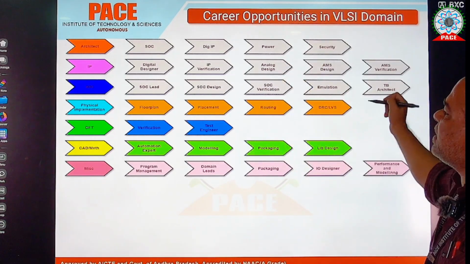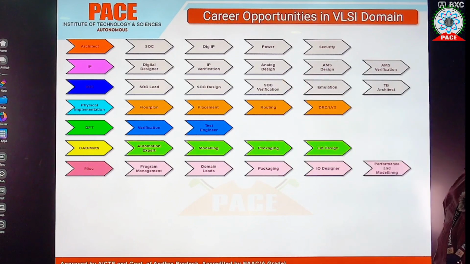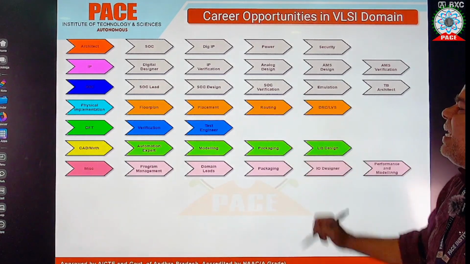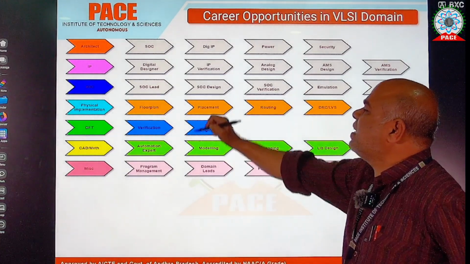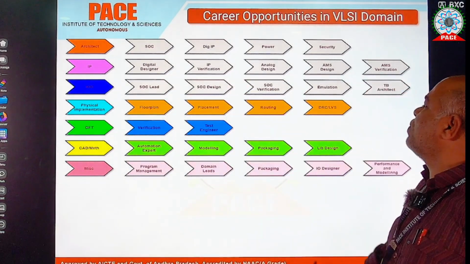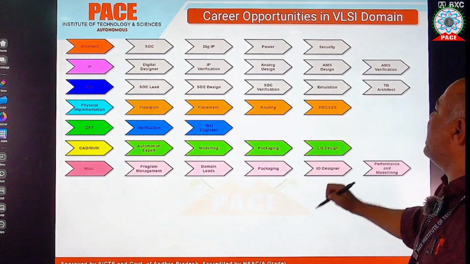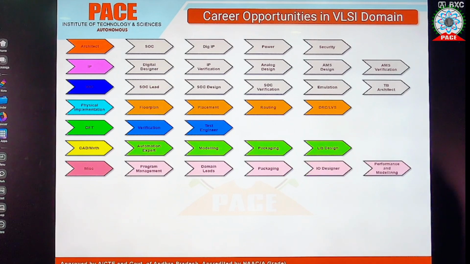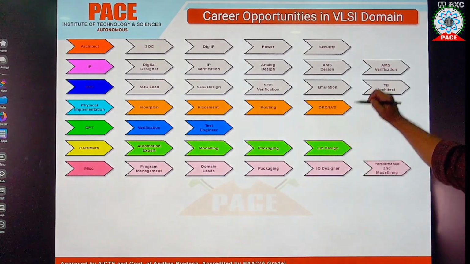Coming to the next, physical implementation. Physical implementation is called PD, physical design. Physical design is classified into floor planning, placement, routing, DRC, which means design rule check, and LVS, layout versus schematic. So these are the things in PD.